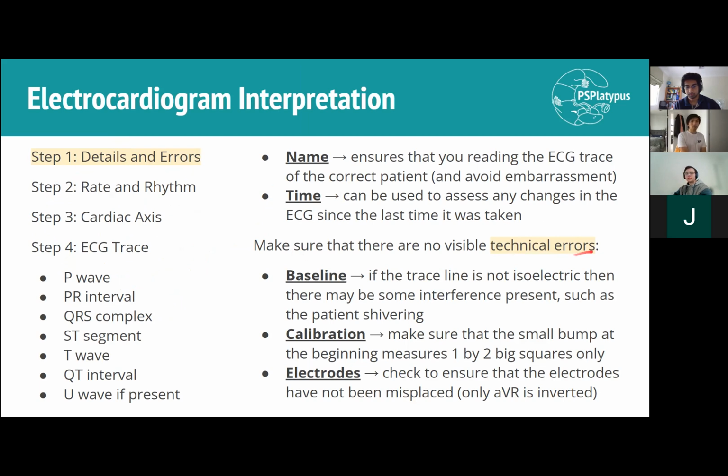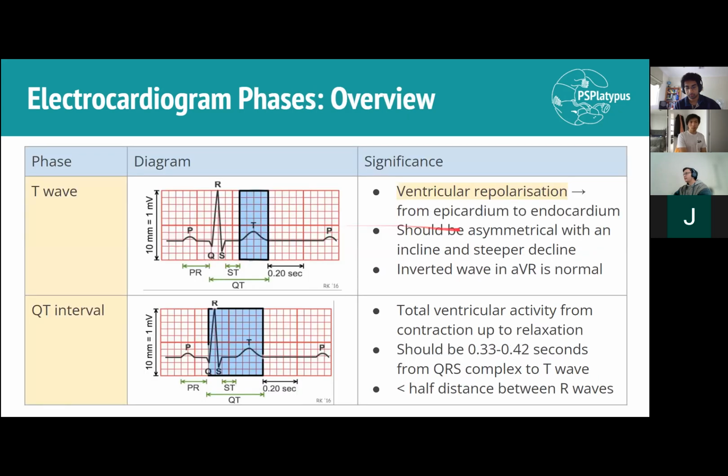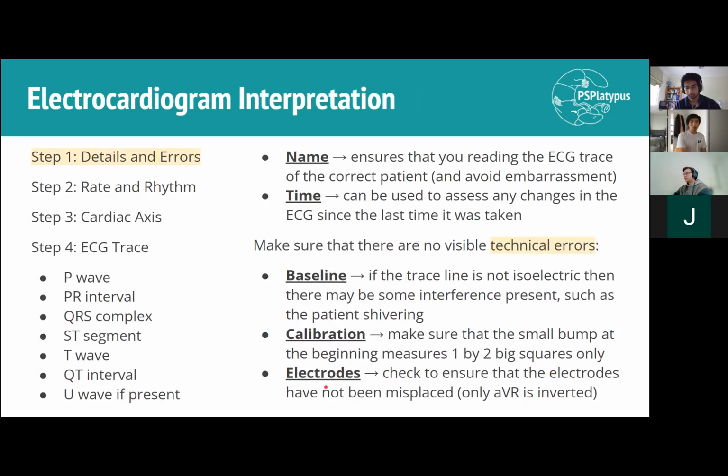And then technical errors, just make sure that the baseline is isoelectric, so it's a straight line. Calibration, if you saw at the beginning, you've got this calibration bit there. It should be 2 big squares high, and I think a little bit less than 1, it should be about 1 big square-ish. Where is it? Okay, there we go. Electrodes, just make sure they haven't been misplaced. So make sure that only AVR is inverted, everything else is still up. I think you go into an example of patients being cold or feeling anxious, and because they're shaking, the trace looks like it's shaking a lot, but it's actually just because they're moving around a little bit. So keep that in mind.